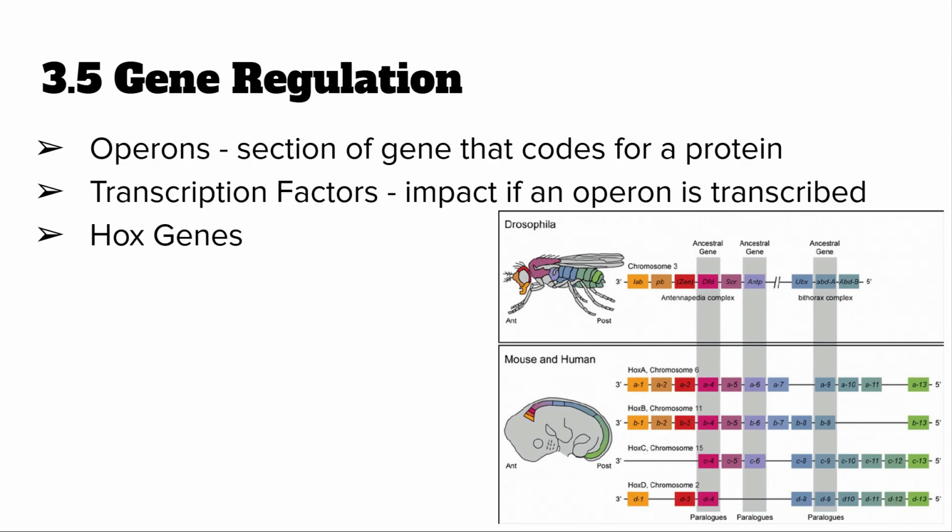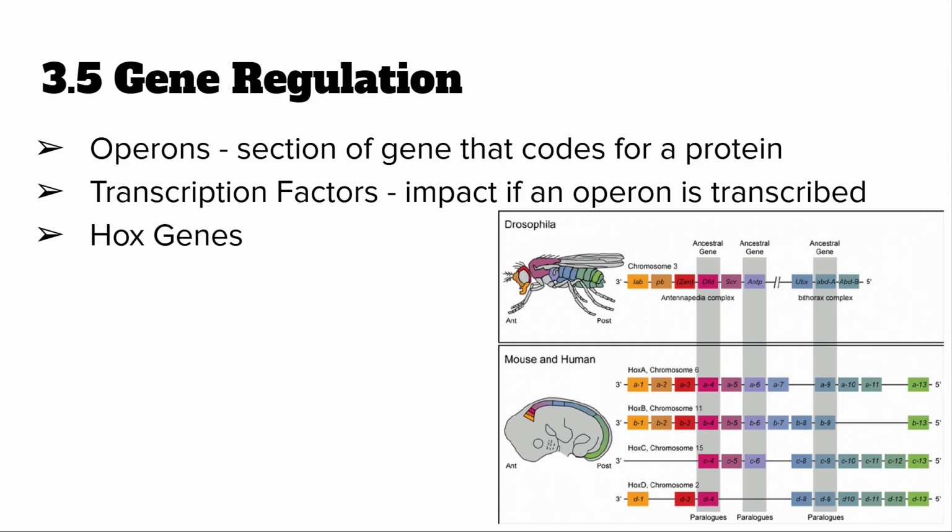The way that we kind of turn those off and on are called transcription factors. There are a whole bunch of transcription factors. We're going to keep it simple. I want you to know that there are things in those exons that are usually removed that impact if the operon is transcribed or not. They kind of turn it off and on.